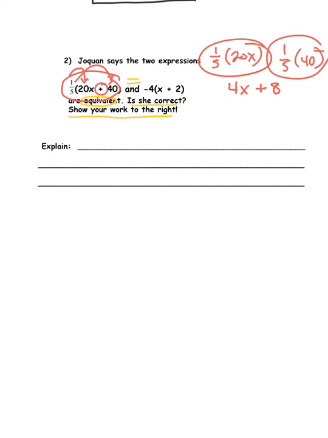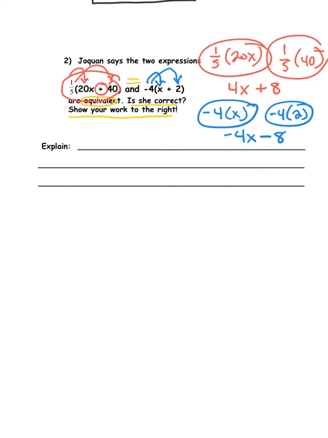Now let's complete the other. So I'm going to take negative 1/4 times x, and that's going to become my first term, and negative 4 times positive 2. When I simplify that expression, I get negative 4x minus 8.